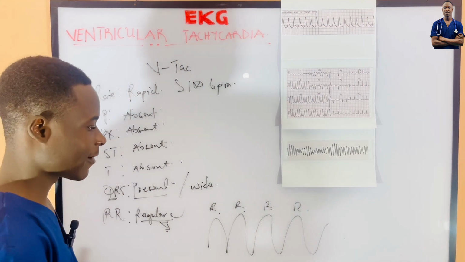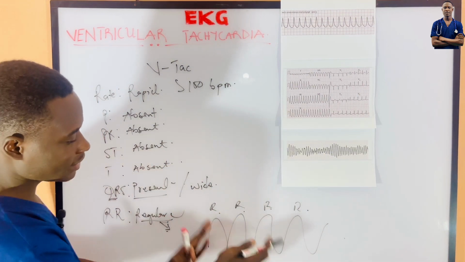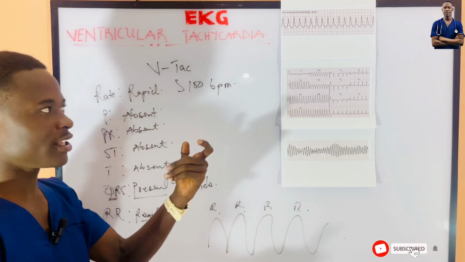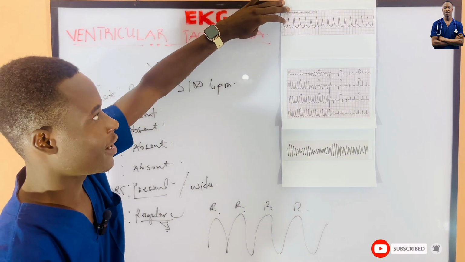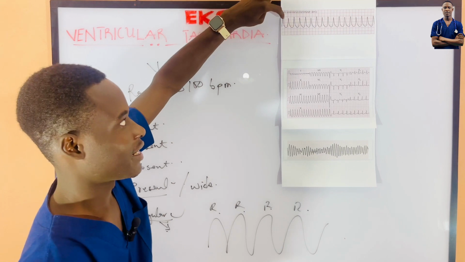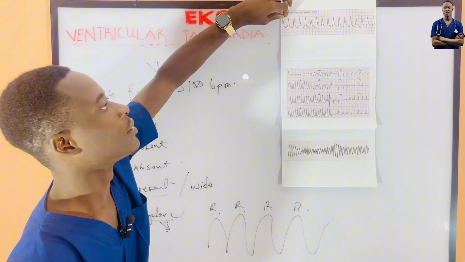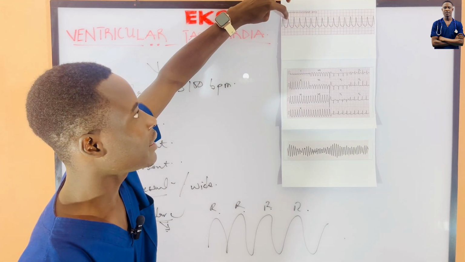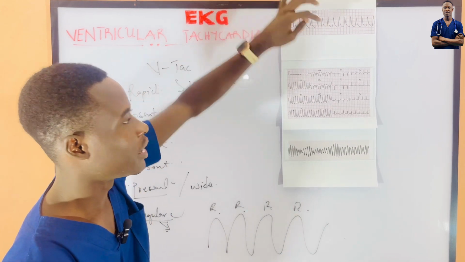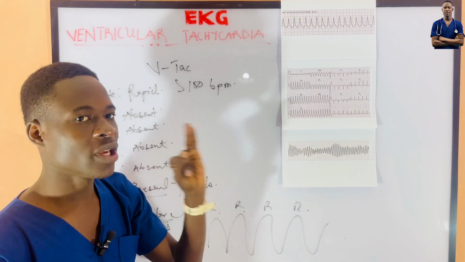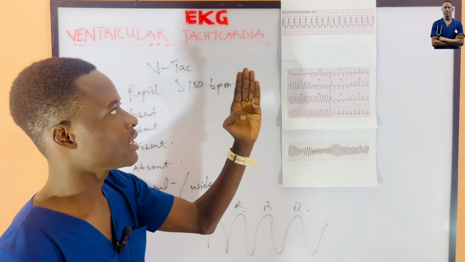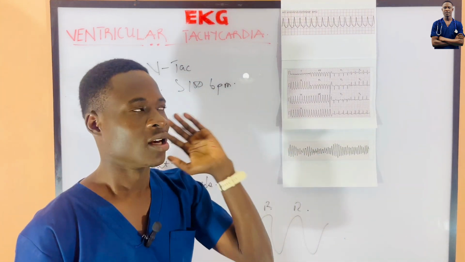So on the EKG graph, it is very simple. This is what you are going to see. I have an example of this graph in here. The first graph here is the ventricular tachycardia. Do you understand? Ventricular tachycardia. So you see how it is. You only see the QRS complex. There's no P wave, there's no PR interval, there's no ST segment, and there's no T wave.